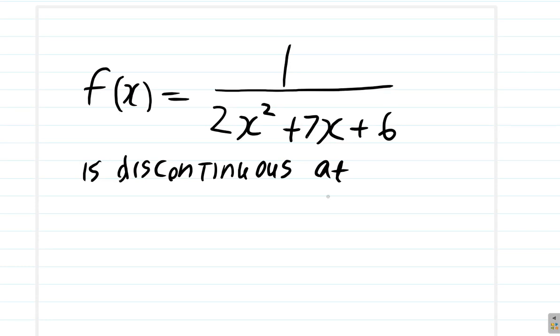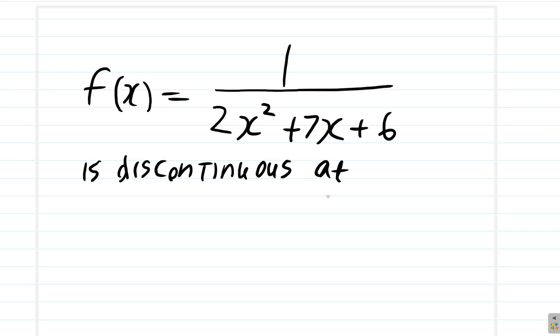You have this function f of x is 1 divided by 2x squared plus 7x plus 6. It is discontinuous at, alright, where is the point of discontinuity, or are the points of discontinuity?